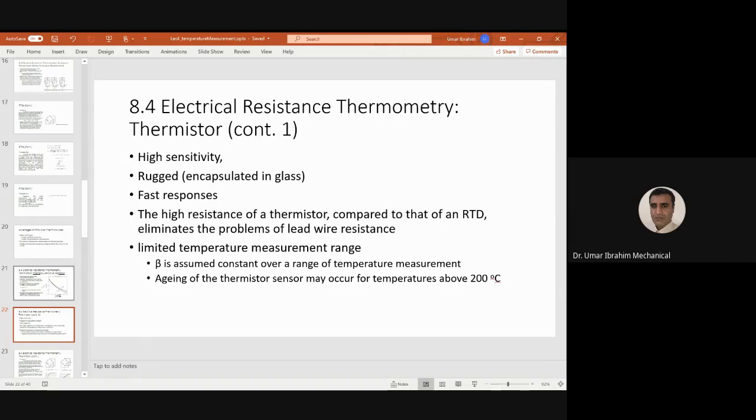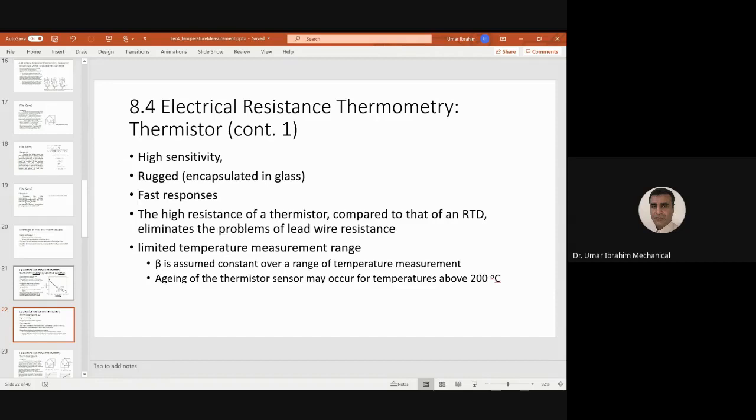It is, yeah, you can say it's more rugged than RTD, but RTD can also be rugged. Means they can be. We can also encapsulate RTDs, but typically we will say that thermistor is more rugged than RTD. It is fast response. RTDs are not a fast response device. So thermistor is a fast response device. The high resistance of a thermistor compared to that of an RTD eliminates the problem of lead wires and limited temperature measurement range. So there is one drawback of thermistor compared to RTD.